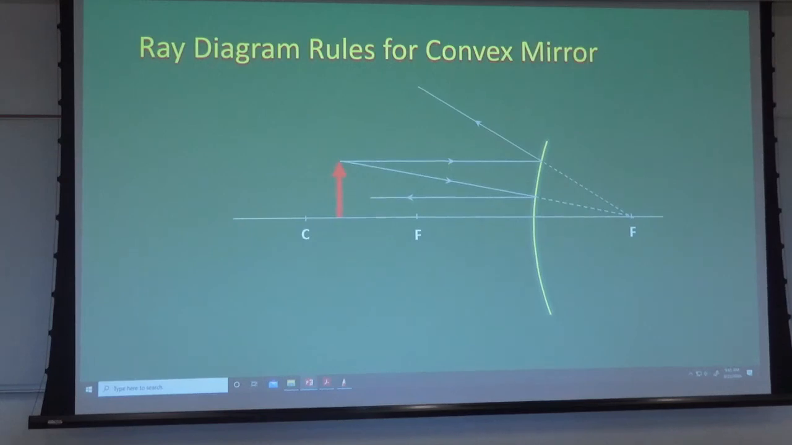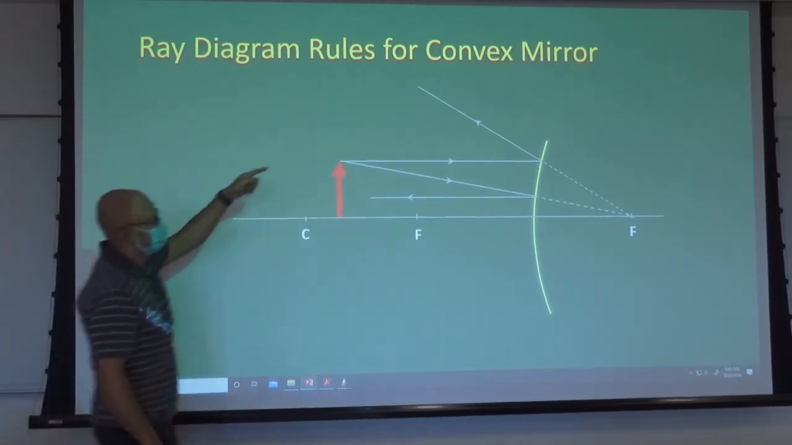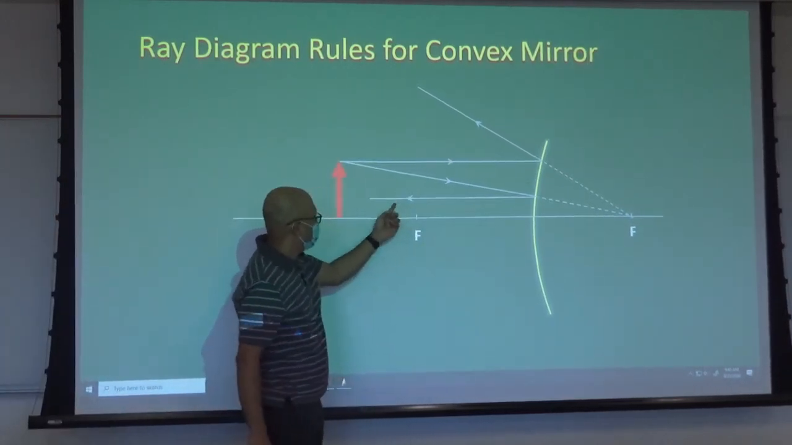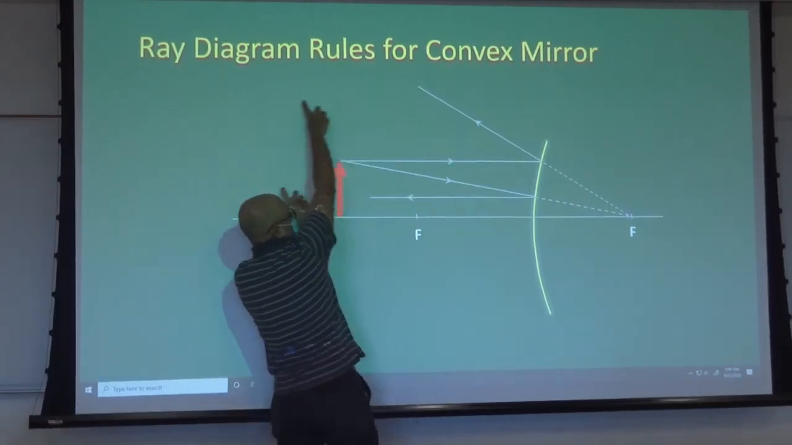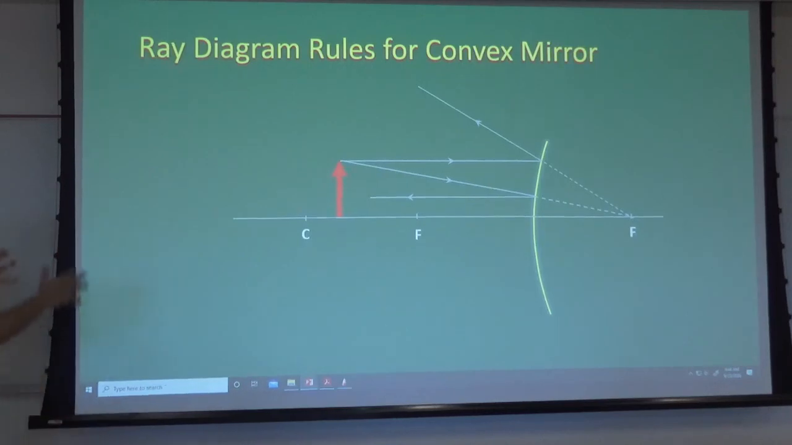Now, just by looking at the two reflected rays, this is the reflected ray, and that's the reflected ray, you can say that they will never meet anywhere on this side. They will never converge on this side. They are diverging from each other. We can also draw a third one. Third one would be that one. So this is the third one.